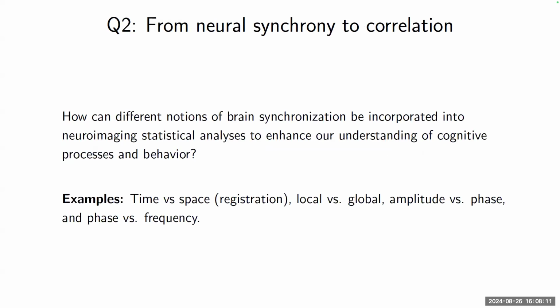I hope it's not as triggering, but from neural synchrony to correlation, it's actually related. So how can different notions of brain synchronization be incorporated into neuroimaging statistical analysis to enhance our understanding of cognitive processes and behavior? Synchronization can be anything, right? It can be time synchronization, space synchronization as in registration, whether local versus global, how we think of amplitude versus phase. We saw some examples, or phase versus frequency.